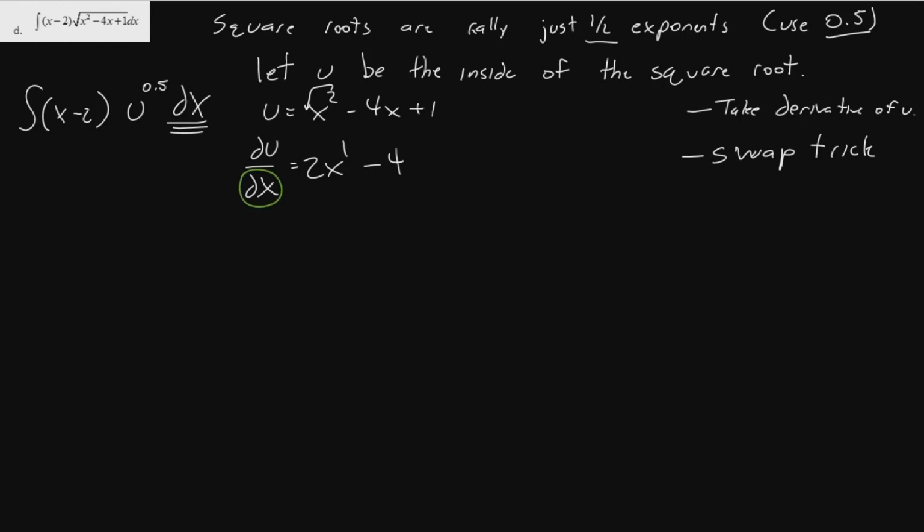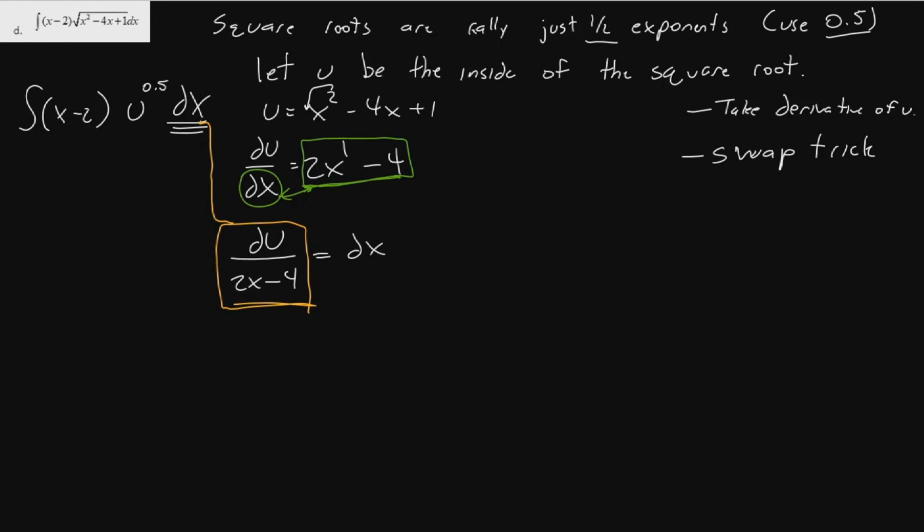So let's swap the dx with everything that's on the right. If we make the exchange, we'll have du over 2x minus 4 is equal to dx. We place this fraction in the position where dx is. So if we make that change, we'll have integral of x minus 2 u to the 0.5 times du over 2x minus 4.